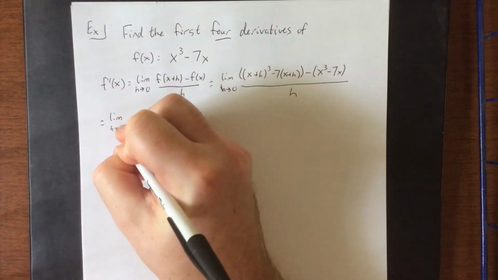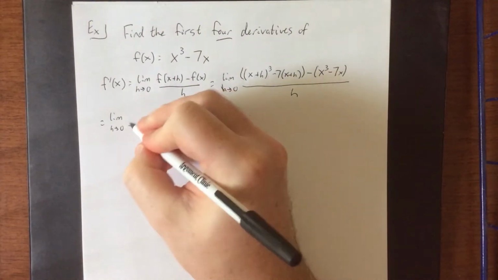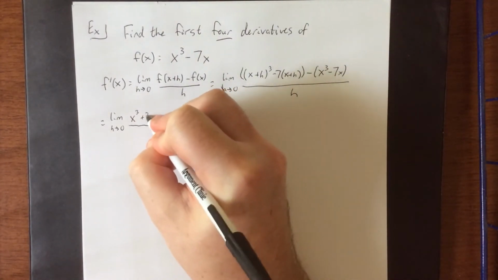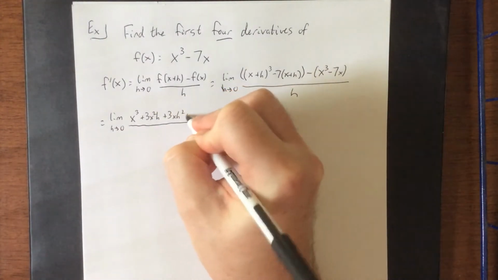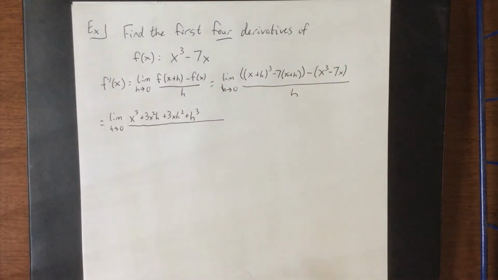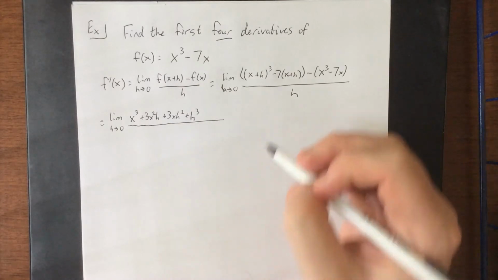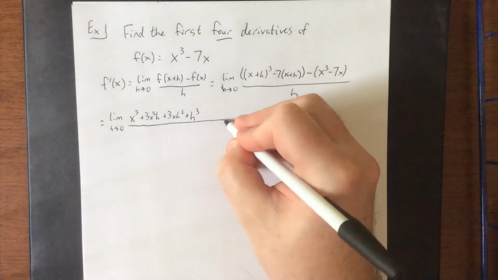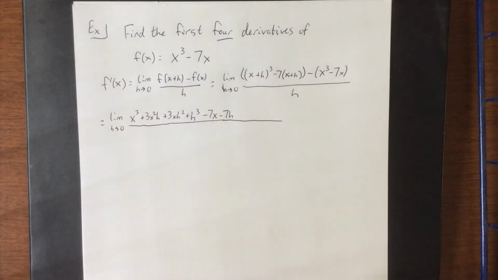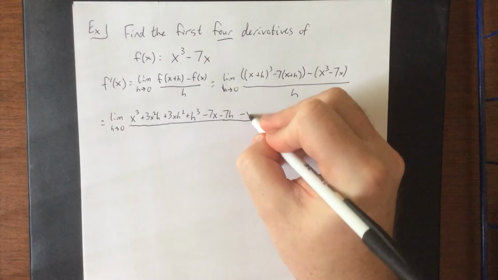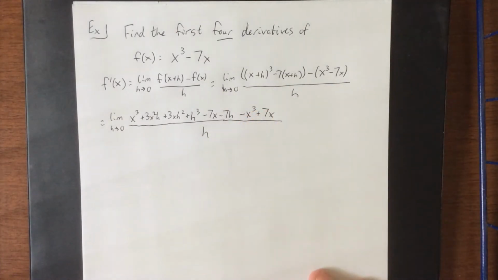For x plus h quantity cubed, please be aware that what I mean is x plus h times x plus h times x plus h. When fully expanded, using proper algebraic techniques, it will look like the following. x cubed plus 3x squared h plus 3xh squared plus h cubed. Then we can distribute the minus 7. We'll get minus 7x minus 7h. And distribute this negative sign as well to get negative x cubed plus 7x. This will all be over h.